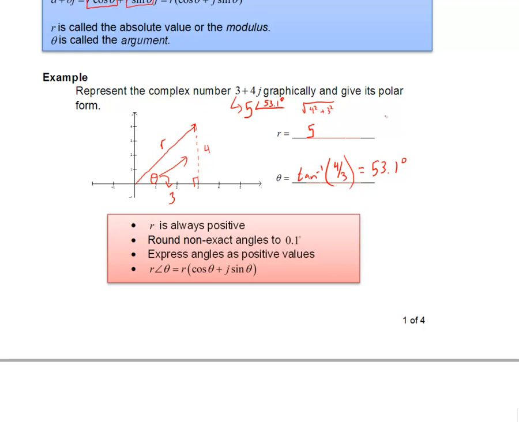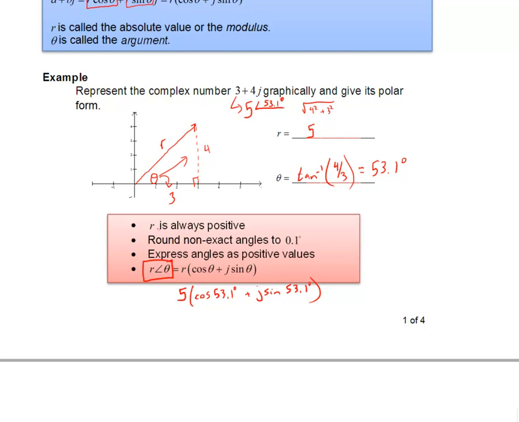And written in longer hand, this is the short way to write it. That would be equivalent to, down in this box, r angle theta. Or we can say, using this form, 5 cosine of 53.1 plus j sine of 53.1. So that would be the equivalent to 3 plus 4j. Those are the same vector.